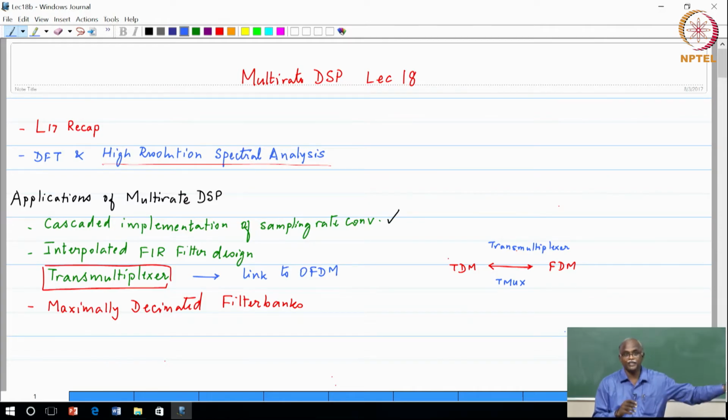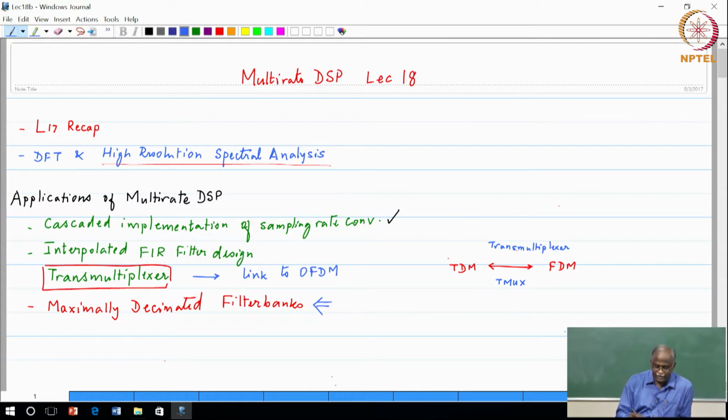Now TMUX seems to be in a completely different domain, but it turns out that multirate DSP gives us a very nice interpretation of that, and it is actually that interpretation of the transmultiplexer that tells us that OFDM and multirate DSP are also very nicely linked. We are going to spend several lectures on the topic of maximally decimated filter banks. These are very widely used, all the way from the latest hearing aids to spectral analysis tools, and so it is good for us to get a flavor for this.